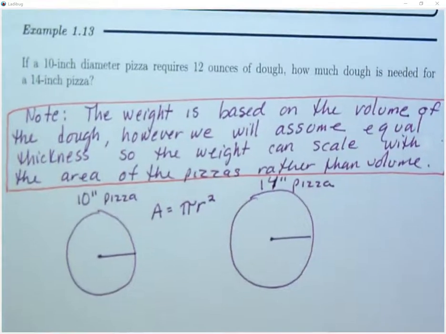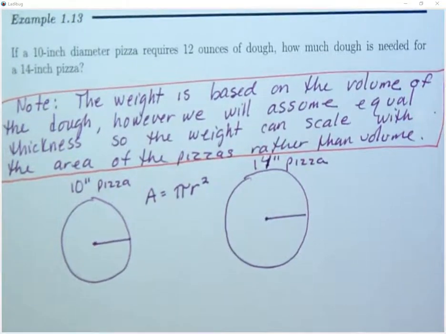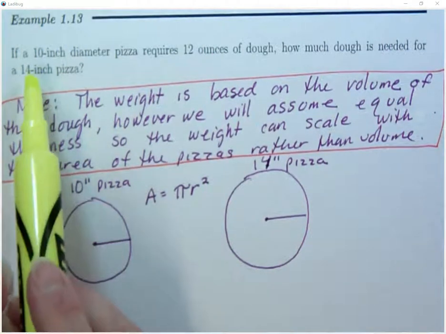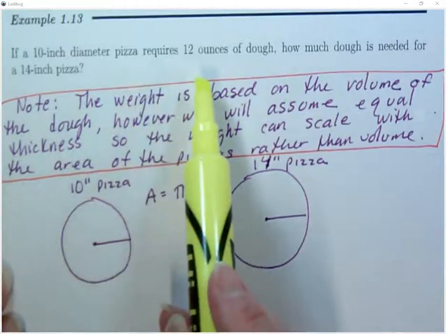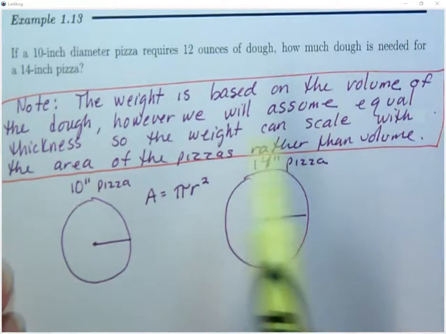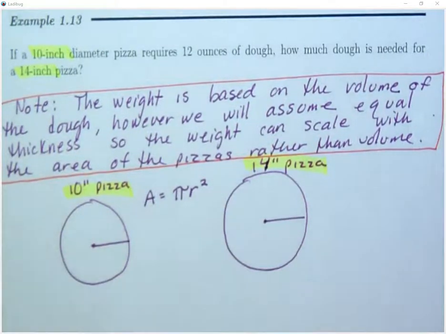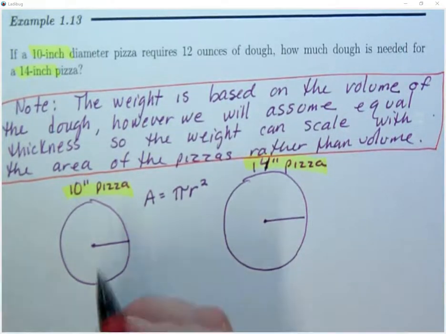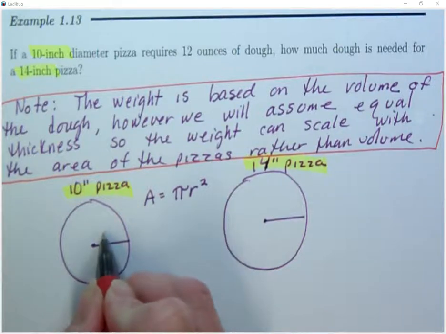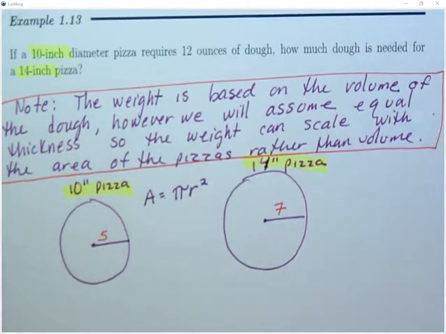I'm just going to move that up. So I've already written out a couple of things here just to save time. So we're looking at example 1.13. If a 10-inch diameter pizza requires 12 ounces of dough, how much dough is needed for a 14-inch pizza? So we know these are our diameters. So I have drawn out a little diagram there. So we have the radius. If it's 10 inches across, the radius for this one will be 5, and this one will be 7. So you can go ahead and fill that in.